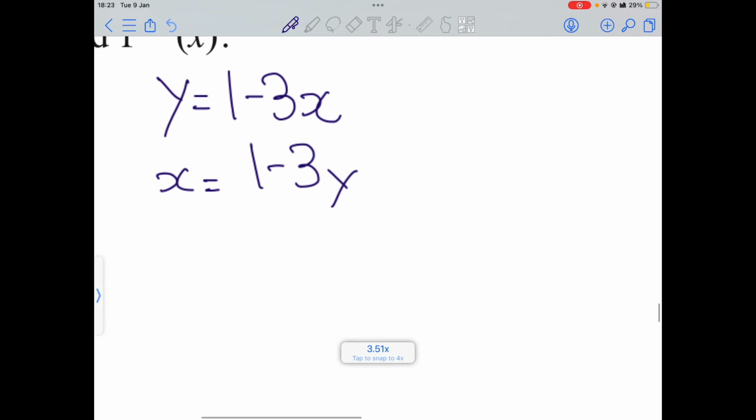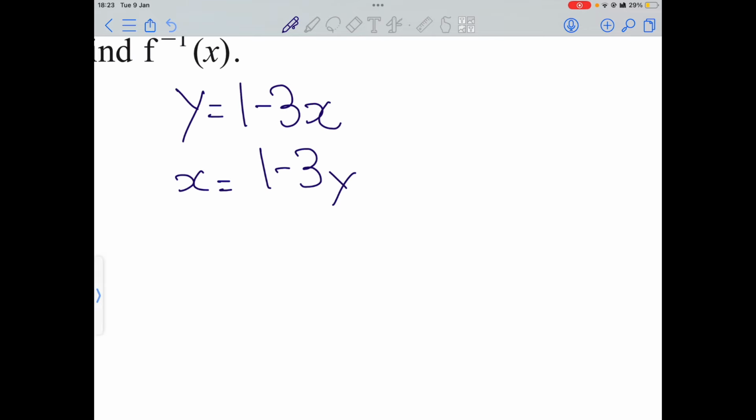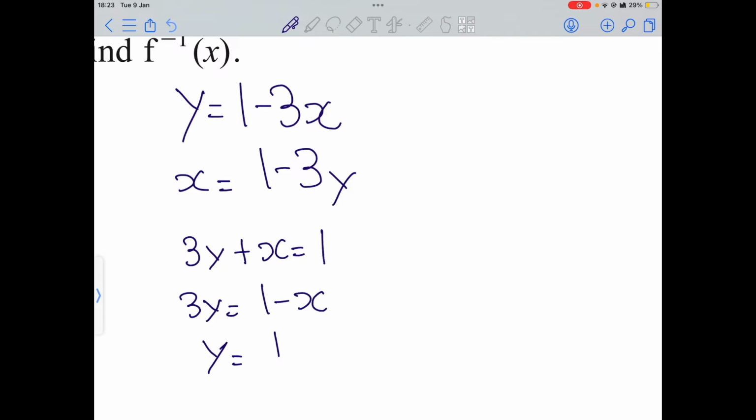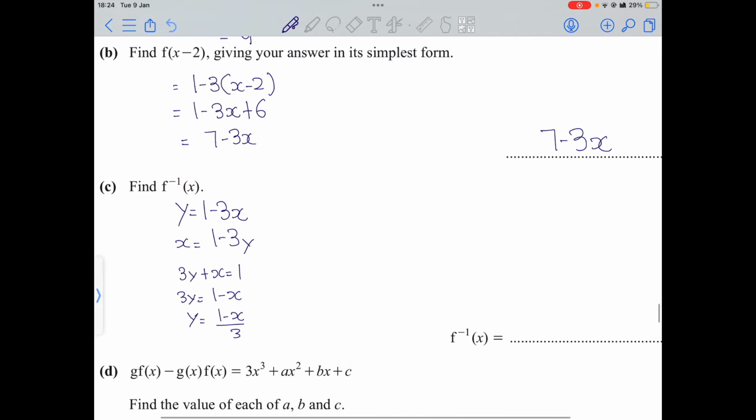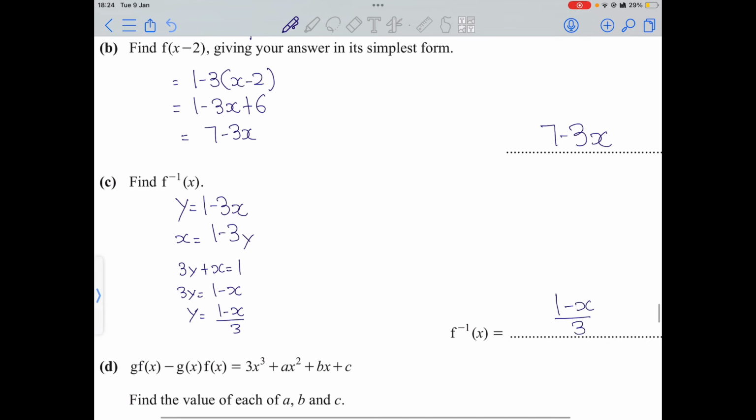Now we have to rearrange this equation for y. So we take the 3y on the other side. So 3y plus x is equal to 1. 3y is equal to 1 minus x. Y is equal to (1 minus x) divided by 3.